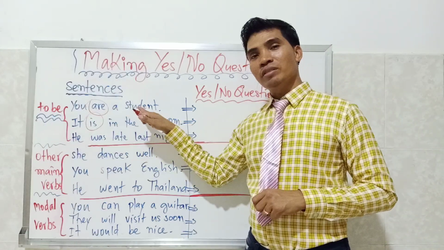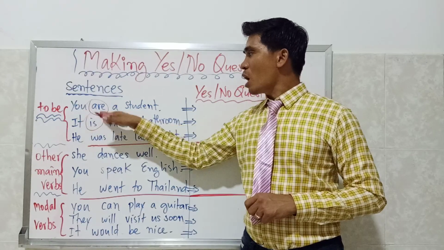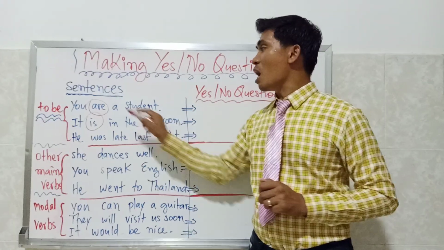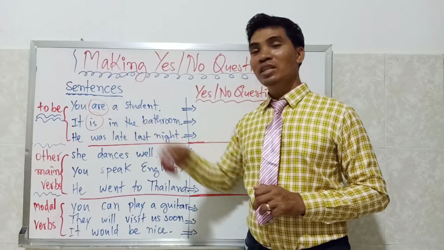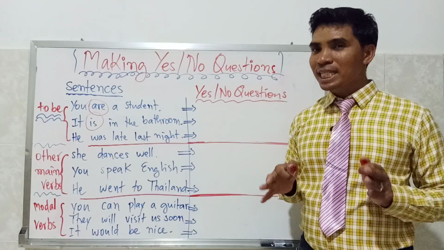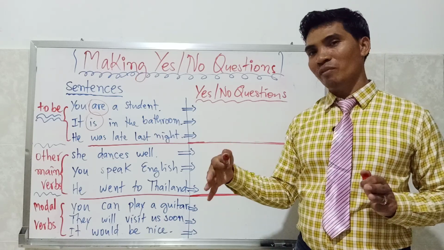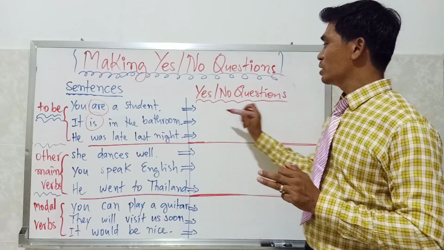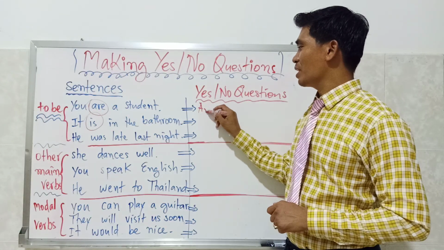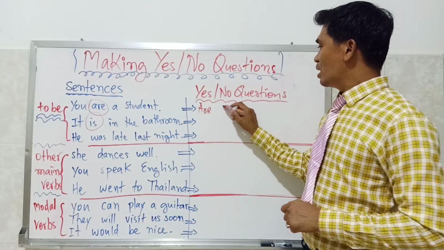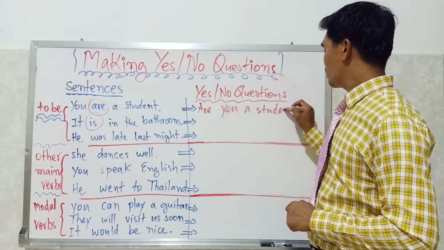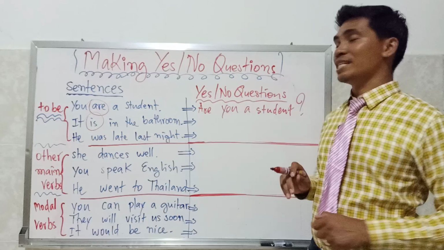You are a student. In this sentence, the verb to be is are. So to make a yes-no question, you must start with verb to be. You start with are. Are you a student? Yes, that is a yes-no question.